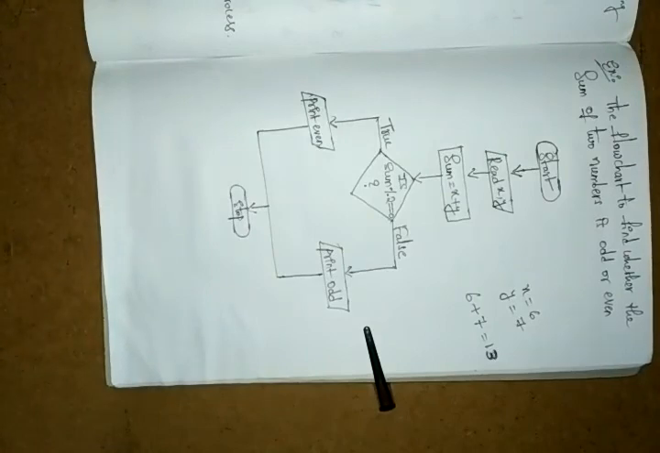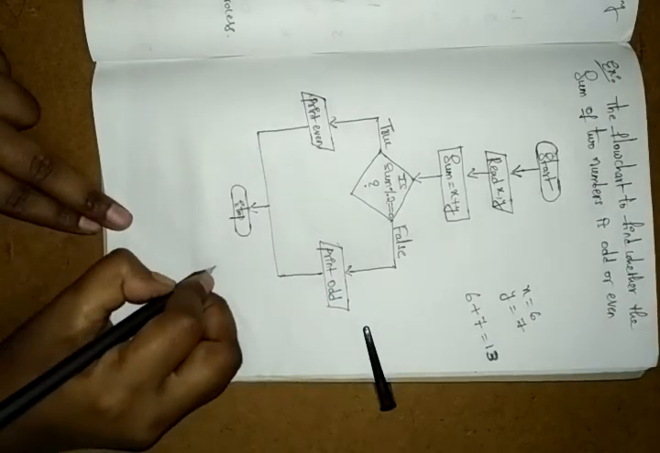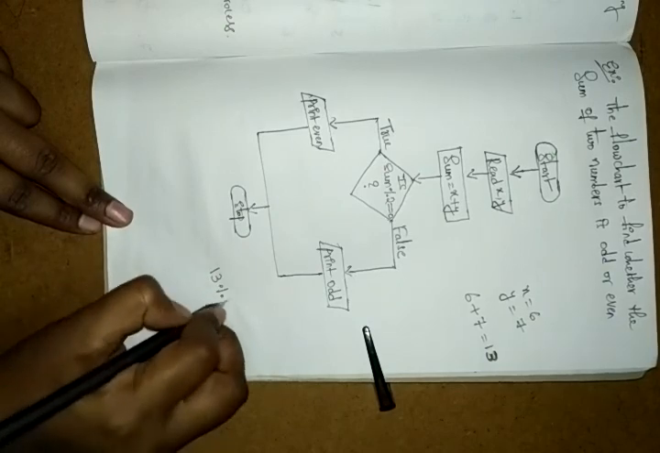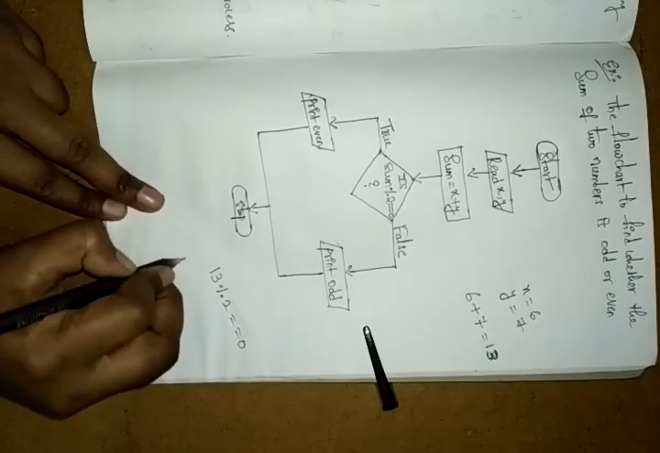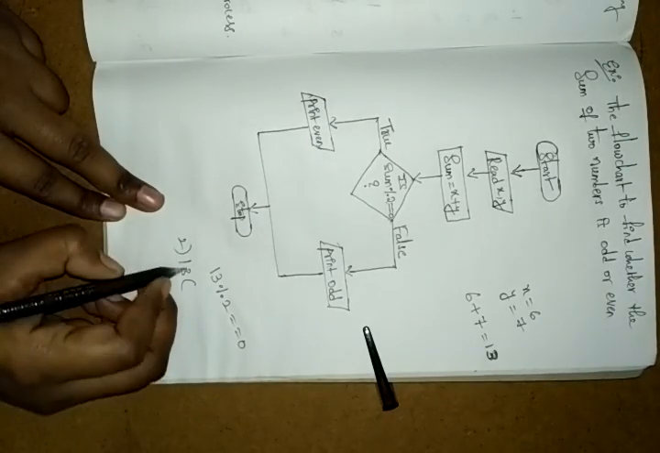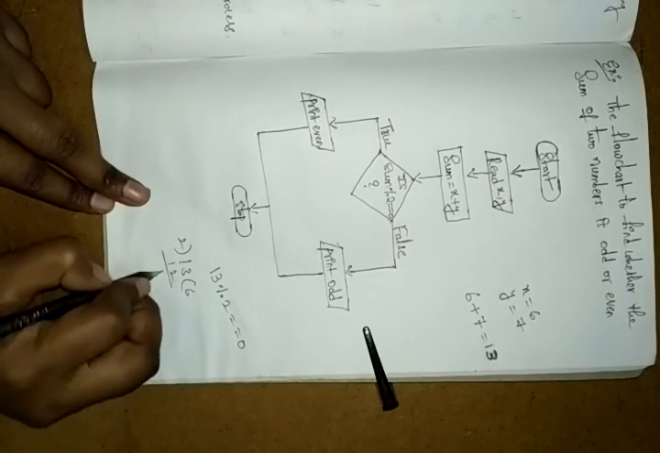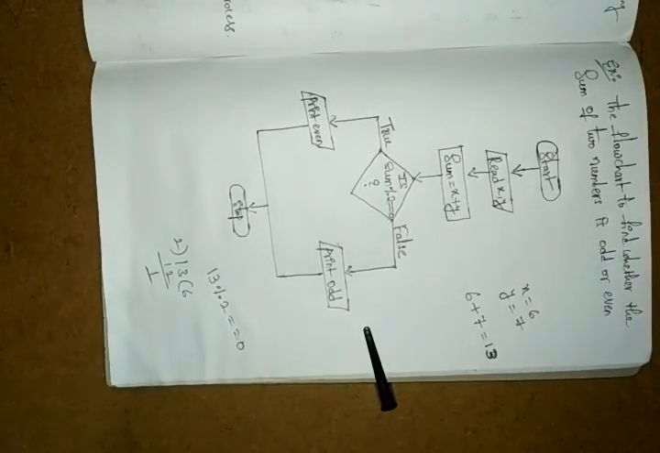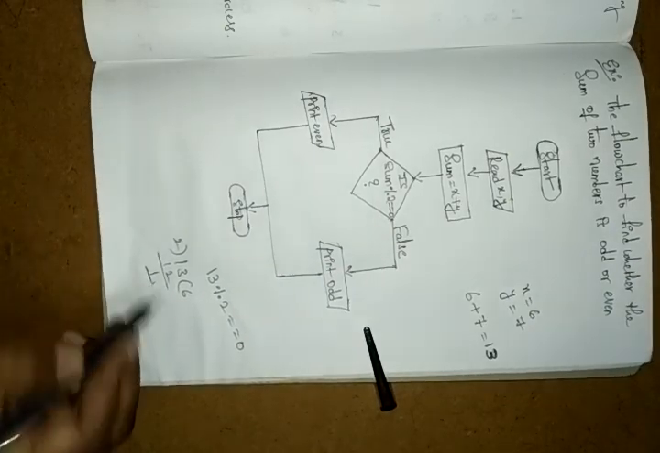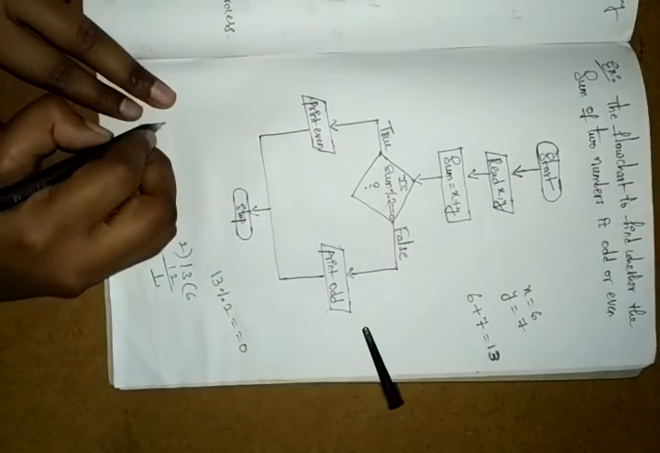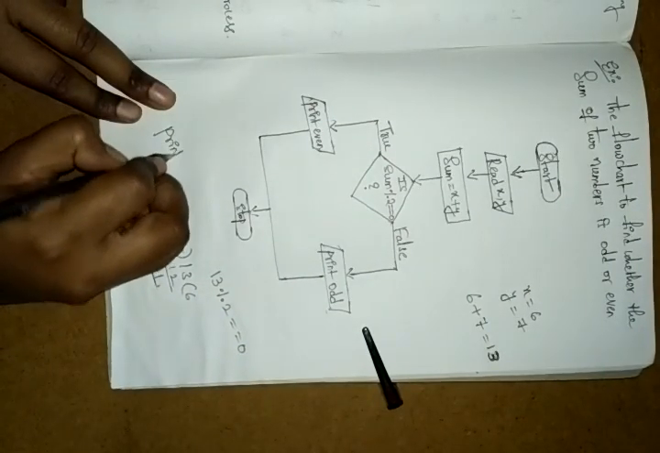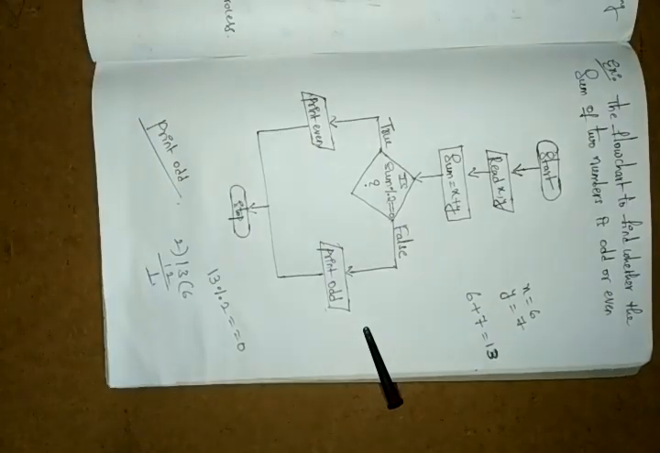Here we have 6 plus 7 equals 13, so you just take 13 modulo 2 equal to 0. Normally how do we find this? 13 divided by 2: 2 sixes are 12, and you get the remainder 1. Here 1 means it is not equal to 0, so you can print odd. Whatever values you took, it is printing odd.